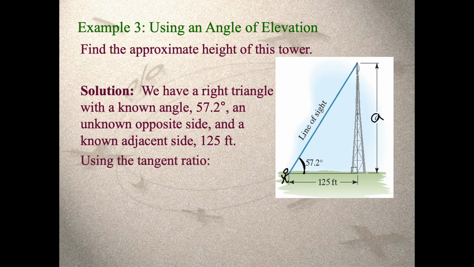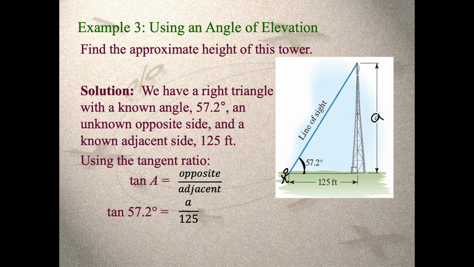So using that tangent ratio, we can set up that equation. The tangent of A equals the opposite over the adjacent. So in this case, angle A is 57.2. The opposite is unknown, so we're going to use that letter A. And the adjacent is 125. So filling in what we know, here's what we got.